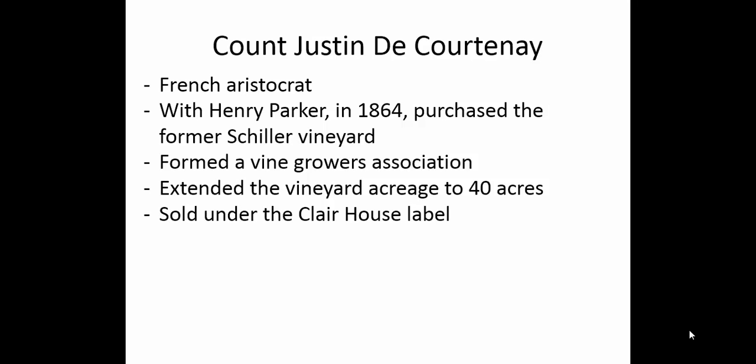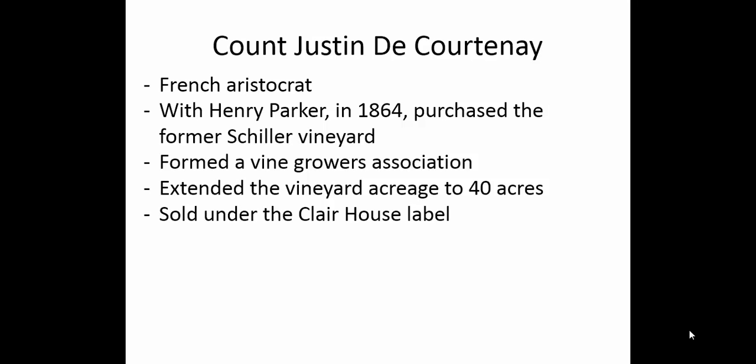Enter Count Justin de Courtenay, a French aristocrat, who with a colleague, Henry Parker, in 1864 purchased what remained of the Schiller vineyard, not the entirety of it. He also formed a vine growers association, and over time extended the vineyard acreage to 40 acres. He was producing mainly from Vitis labrusca varieties, native North American species, specifically Isabella and Clinton. They were planted and harvested at very low yields, around 4 tons per acre, which even by today's standards is considered a very reasonable yield for quality wines.